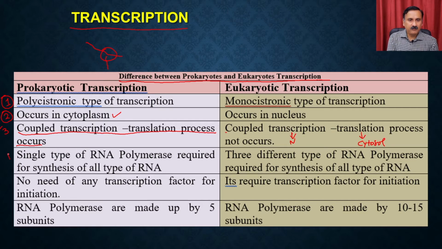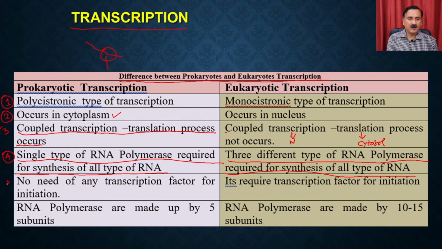In the case of prokaryotes, you require a single type of RNA polymerase for all types of RNA molecules, whereas in the case of eukaryotes, you require 3 different types of RNA polymerase for the synthesis of all types of RNA molecules.